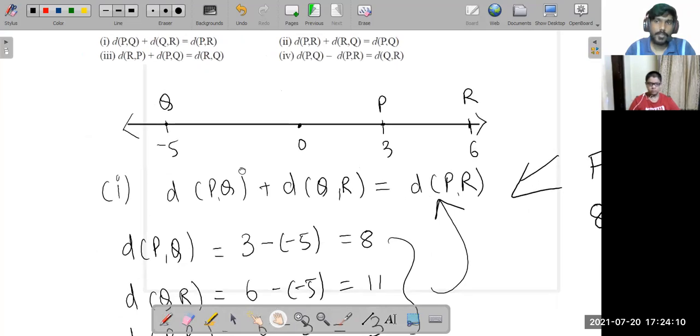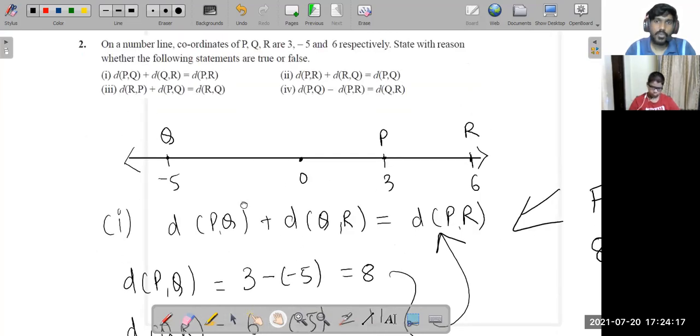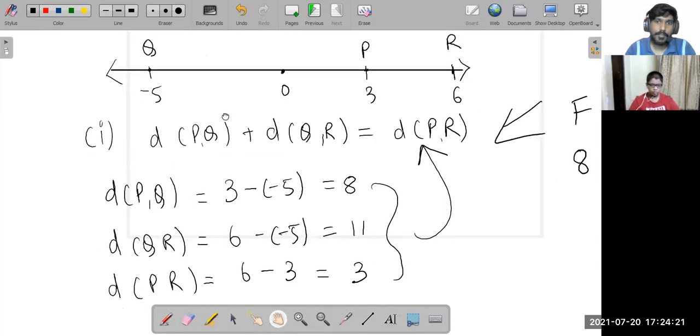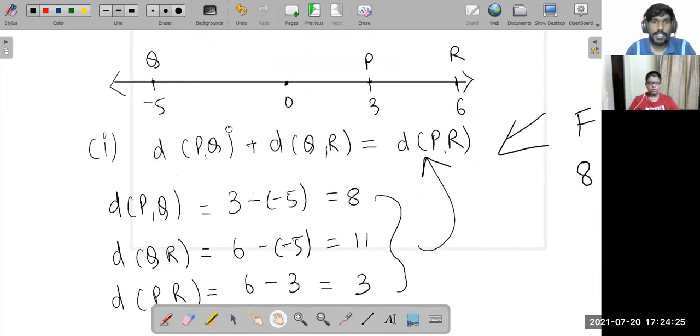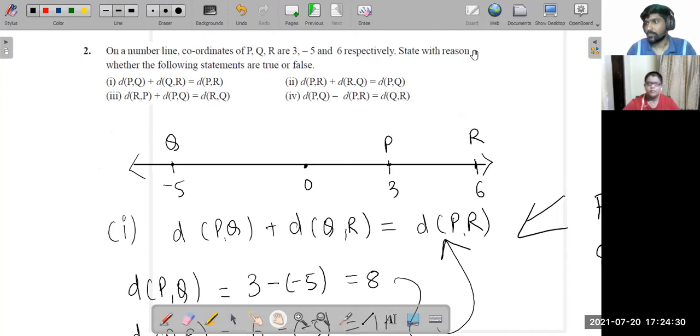Yeah, I think it should be equal in the fourth one also. See, PQ is 8 and PR is 3. So we have to do 8 minus 3, which is 5. Okay, not equal.